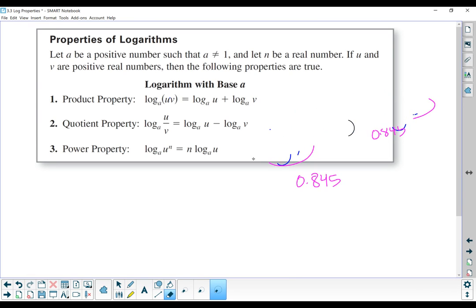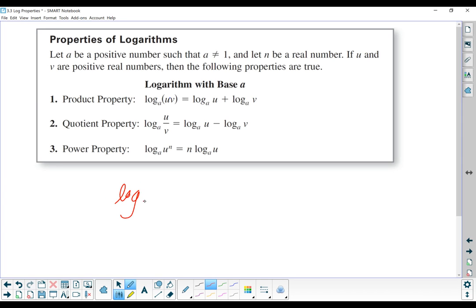All right, so the last one is the power property. And that says that if you have the log of u to the n power, it's the same as n times the log of u. In other words, what's happening is you can bring that power down to the front as a coefficient. And that's pretty crazy. It actually follows directly from the first rule.